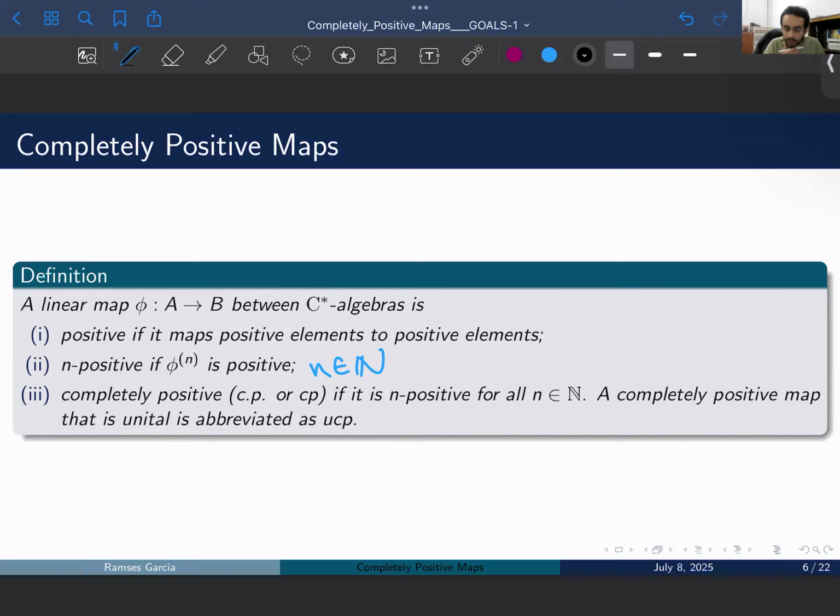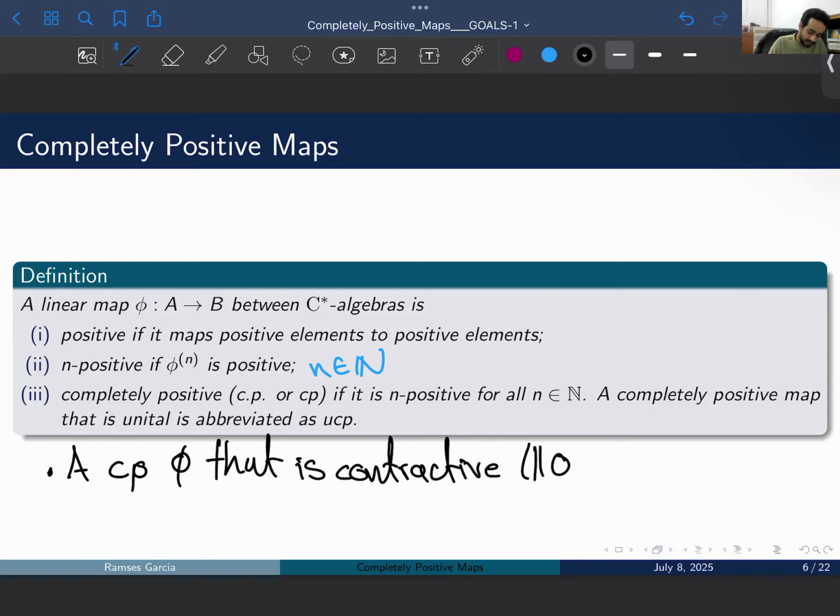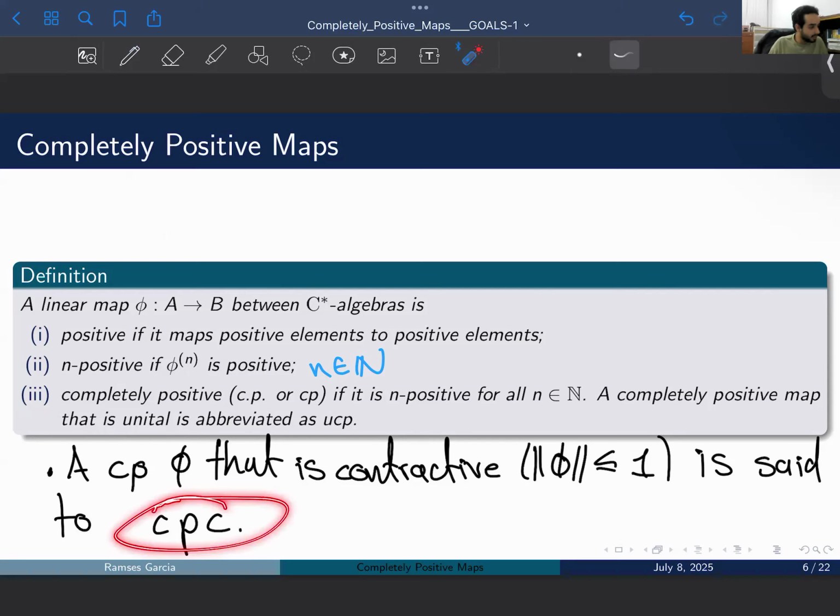I didn't write it down, but a completely positive map phi that is contractive, that means its norm is less or equal than 1, is said to be CPC. So we are not going to use this concept today, but it is a very important concept. A lot of properties of C-star algebras are stated using completely positive maps that are contractive. So that's why I'm saying that.